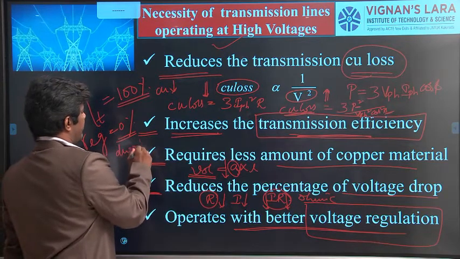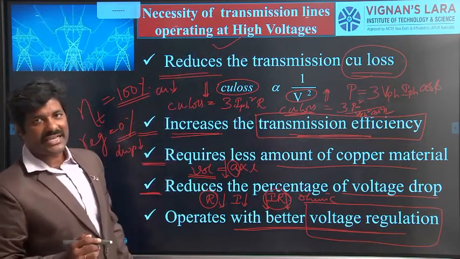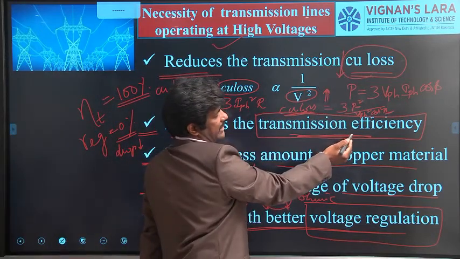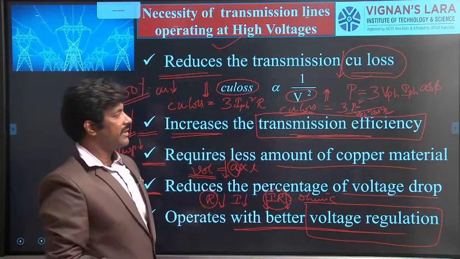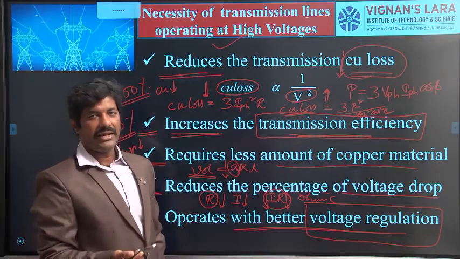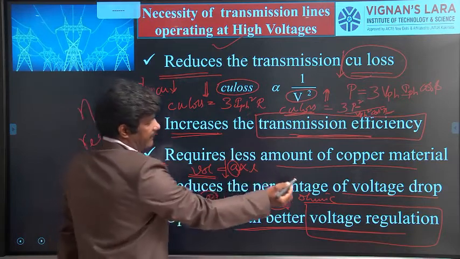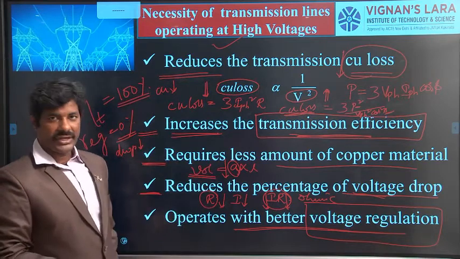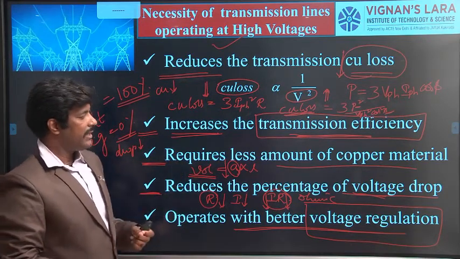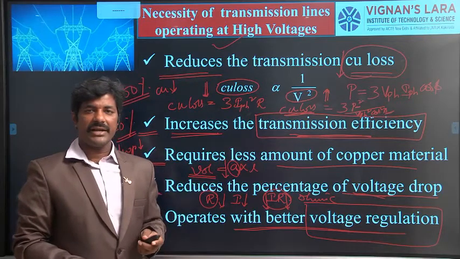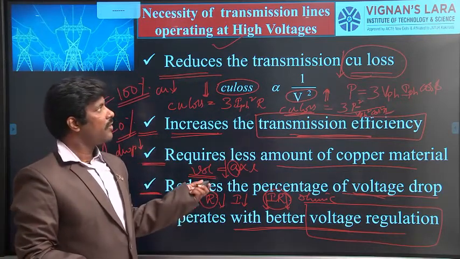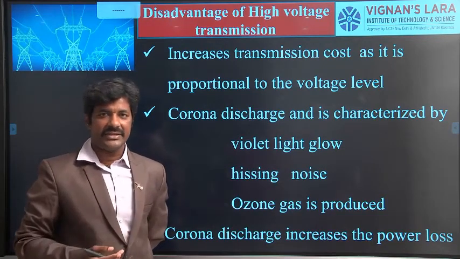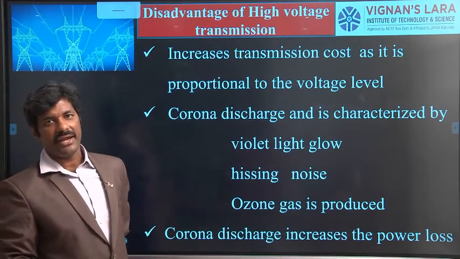So the advantage of high voltage transmission is that copper losses are minimized, so the transmission efficiency can approach the ideal value of unity, 100%. And the voltage drop is also minimized, so you get better operation with good voltage regulation. That is why all transmission lines are operated at very high voltages. Anyhow, for any system there will be pros and cons. So far we have discussed the advantages of transmission lines operating at high voltages.